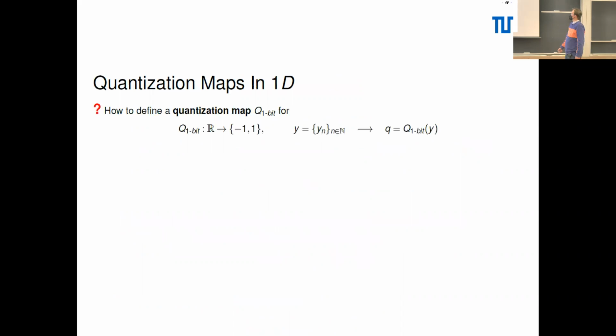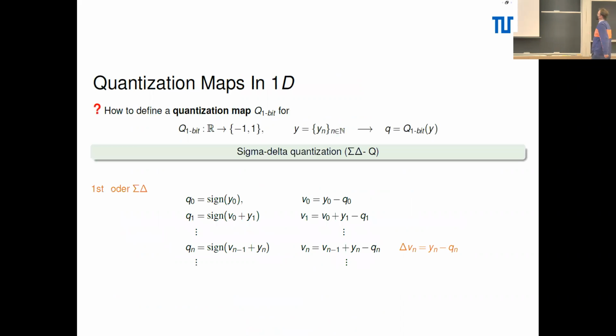Okay, so let's revisit the case that is most understood for this, the 1D case. So how do we define such a quantization map? And that's the idea of sigma delta quantization. So we are just going along the lines of a recurrence relation, doing something remotely similar to what I have motivated in 2D. That's also how this correspondence was motivated. And just saying we're keeping track of some accumulated error.